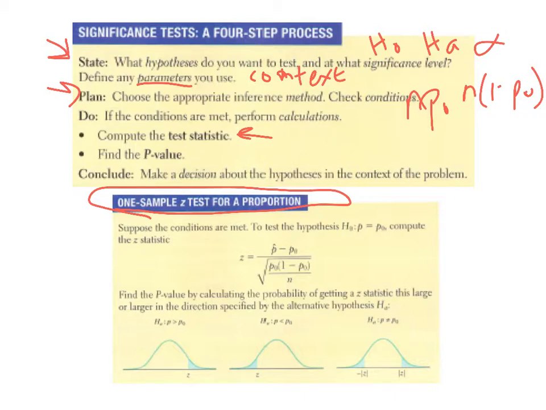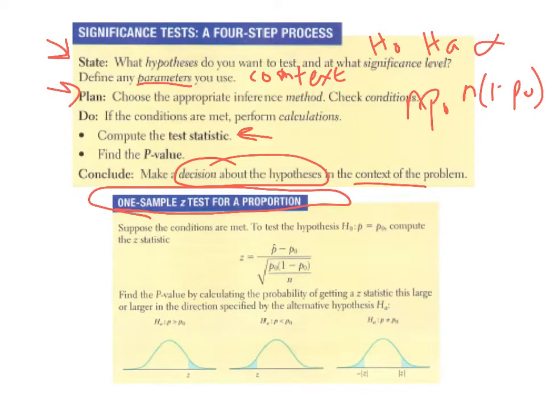Okay, find your p-value, and then you need to make a decision about the hypotheses. Do you reject or do you fail to reject that null hypothesis? And you would need to say why, that you have convincing evidence or you do not have convincing evidence, and then make sure you put it into your context.